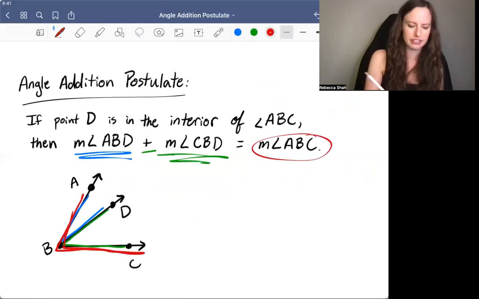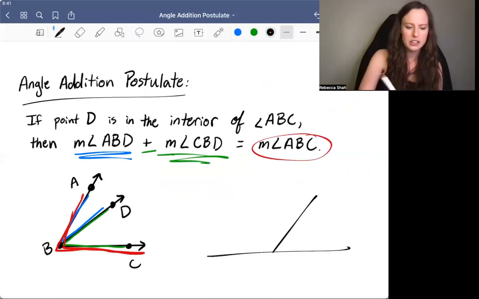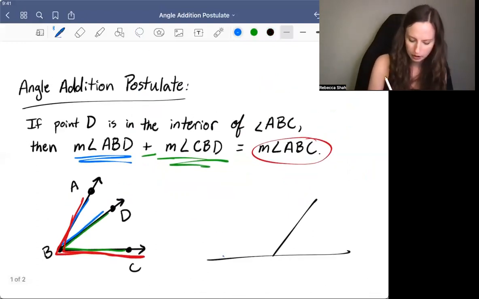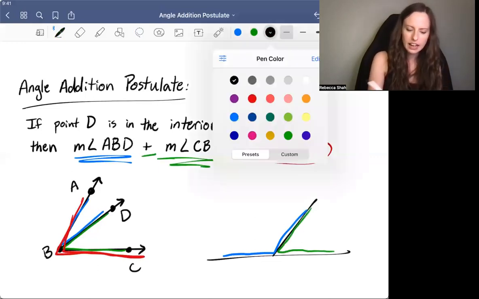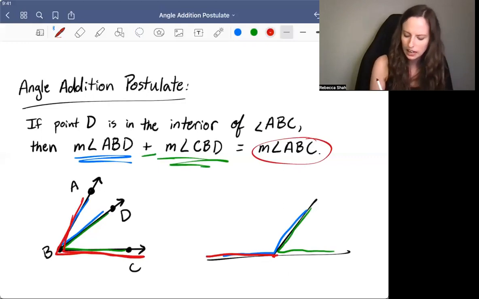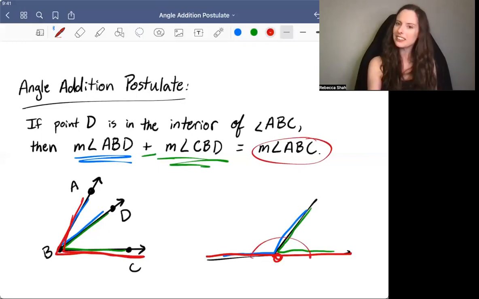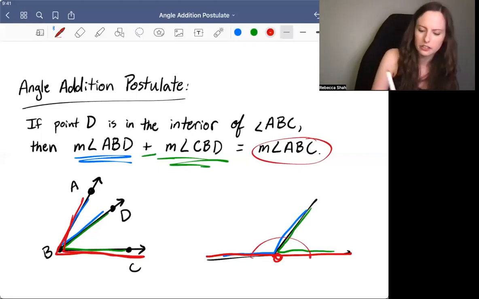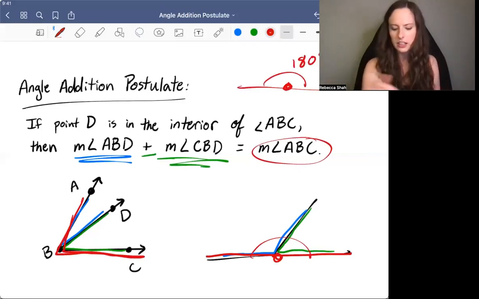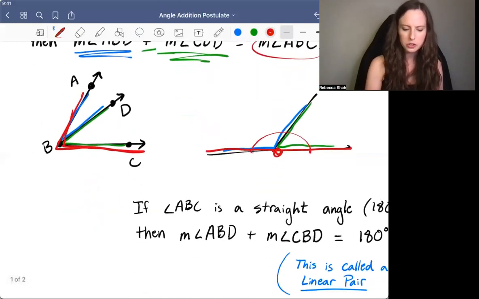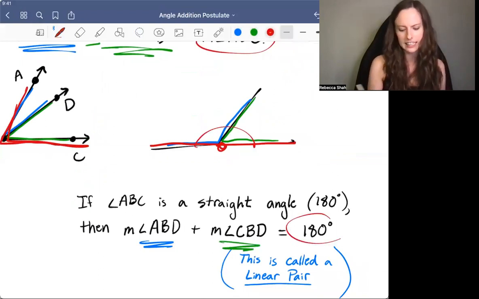Now, a special case of this is when the two angles combine and actually make a straight line. So we'd have our blue angle here and our green angle here. If we ignore that side that they have in common and look at those two outside sides, that red angle is really a straight line. We know that an angle that's just a straight line always has a measure of 180 degrees. So in this special case, those two smaller angles add up to 180.